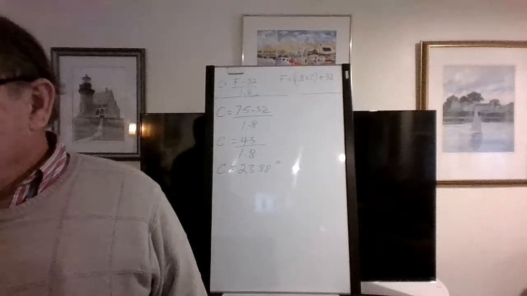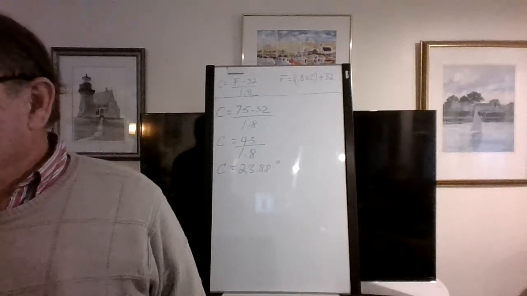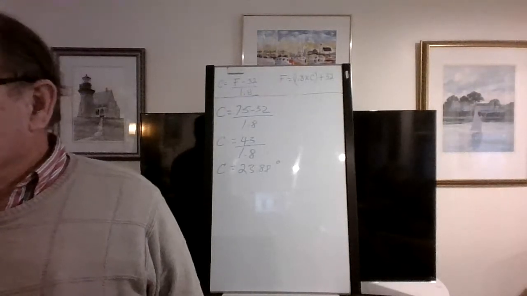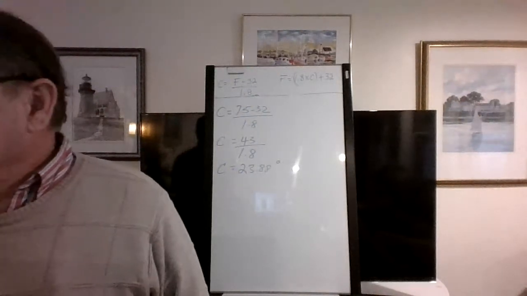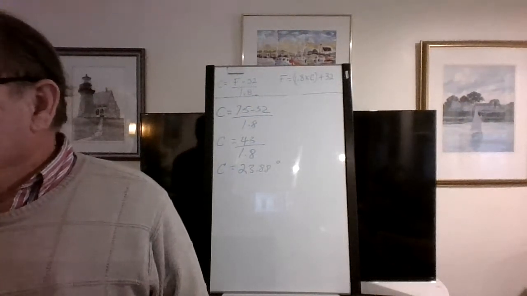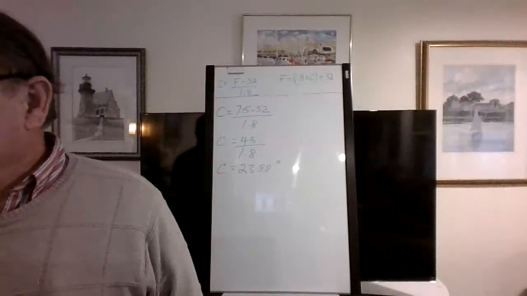Next one, 2.5 cubic feet equals how many liters? Again, they give you a formula. 2.5 times 28.32 equals 70.8 liters.